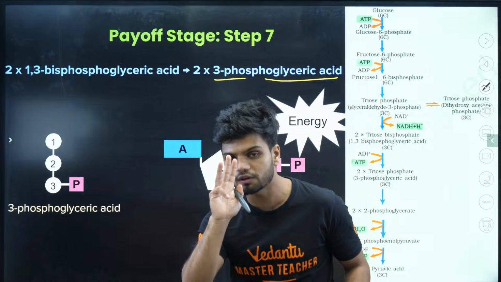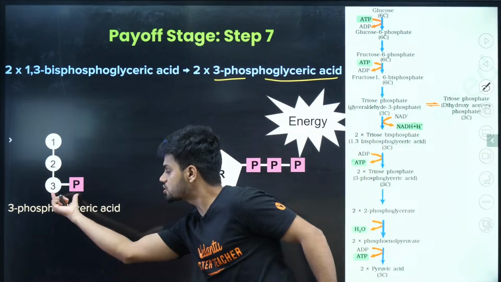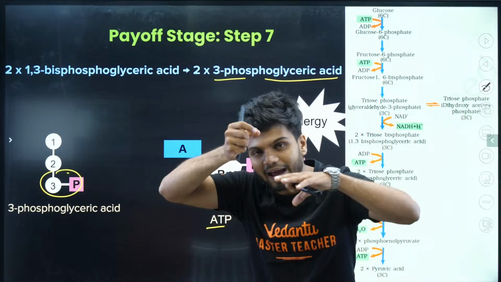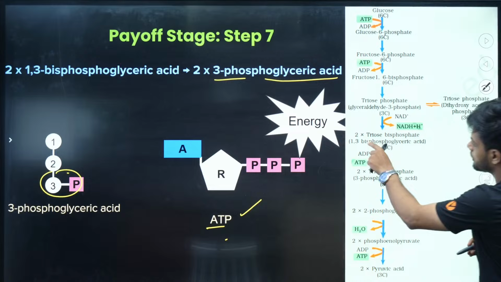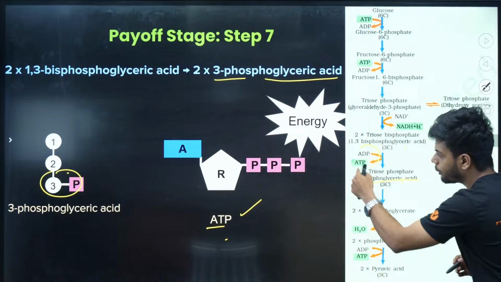Why only 3-phosphoglyceric acid? Because only at the third position we have a phosphate. And whenever the high energy bond is broken up, ATP is formed. Can you see here? 1,3-bisphosphoglyceric acid to 3-phosphoglyceric acid, one ATP formation is done.